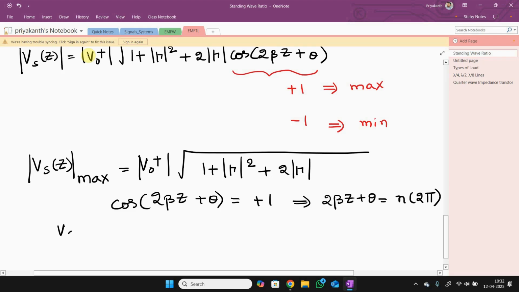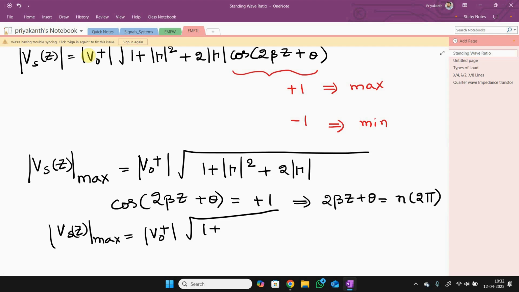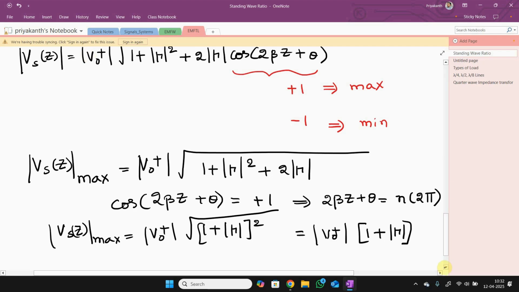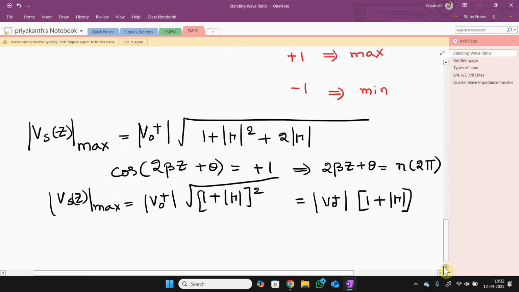So therefore the maxima is finally mod V naught plus, it is under root, just like 1 plus mod gamma whole square, and finally we have got it as mod V naught plus into 1 plus mod gamma. Clear till this point? Now we'll go for minima. That you can do, I hope.